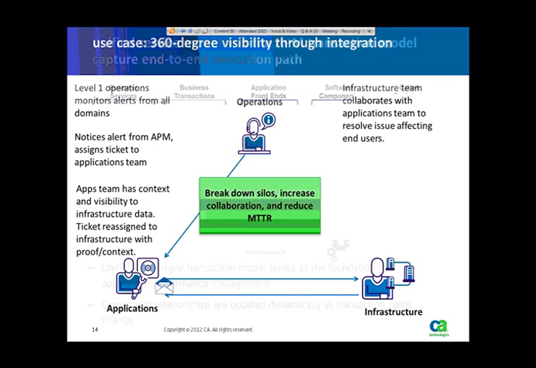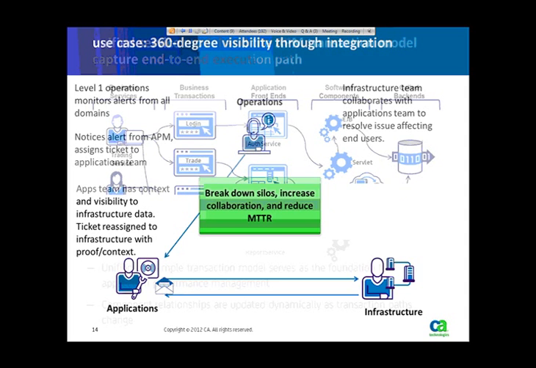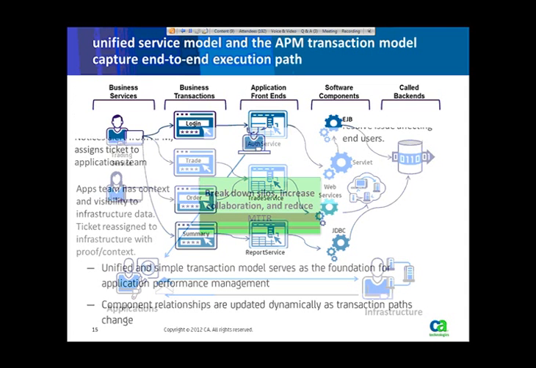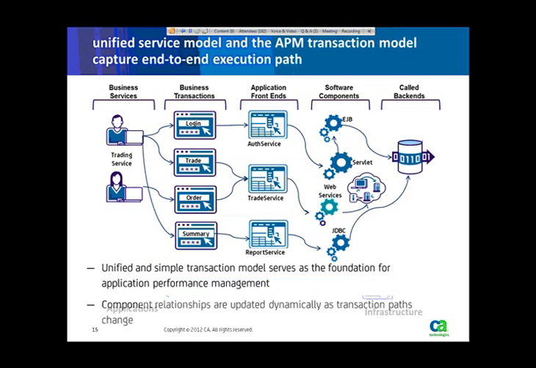So here is a brief description of the transaction model. What you saw, the envelope that goes back and forth between the infrastructure team and operations team, and what information is encapsulated in that envelope is described here.